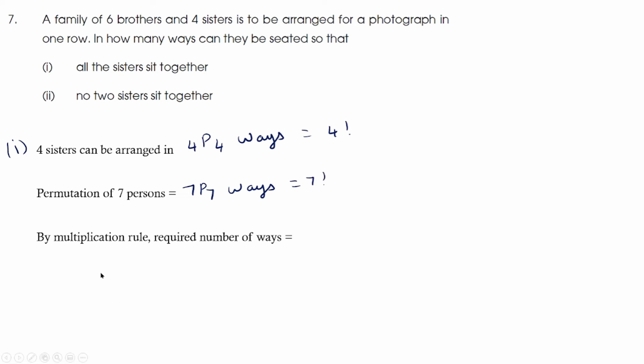So by the multiplication rule, the required number of ways is equal to 4 factorial into 7 factorial. Or it is equal to 1 into 2 into 3 into 4, and 7 factorial is 2 into 3 into 4 into 5 into 6 into 7. When we multiply all these, we get 1,20,960.